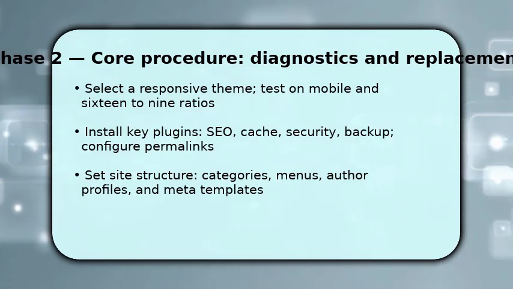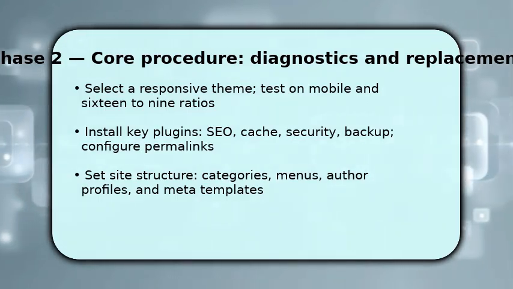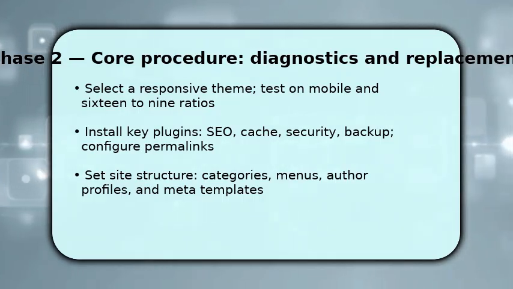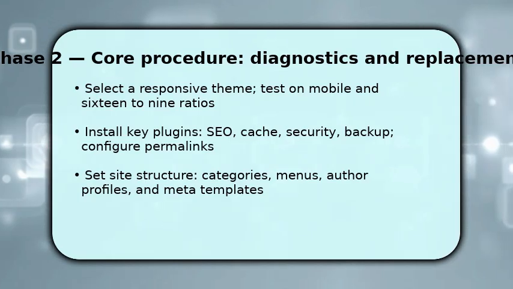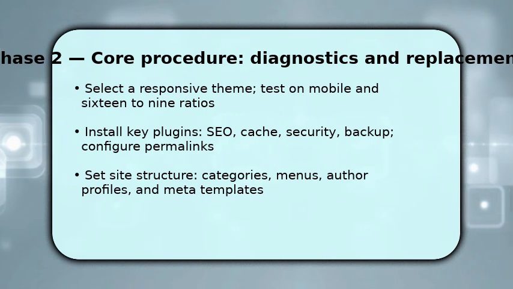Then install essential plugins: SEO, caching, firewall security, and automated backups, and configure permalinks for readable URLs. Once done, create the main site structure by adding categories, menus, and author profiles. Set meta templates for title and description so new posts inherit good SEO. Make sure to preview sample posts to verify styles and spacing.